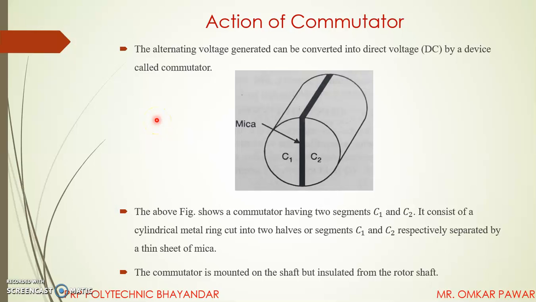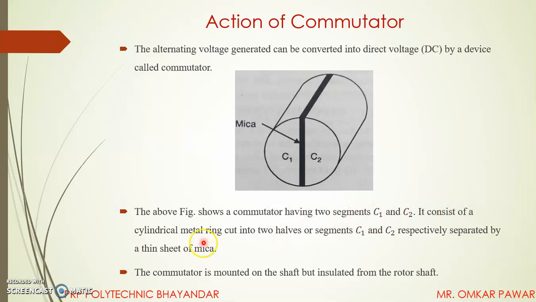So, hello everyone. In this video lecture, we will study the action of commutator. The alternating voltage generated can be converted into direct voltage, that is DC, by a device called a commutator. This is a commutator, with commutator segments C1 and C2 separated by a mica. The above figure shows a commutator having two segments C1 and C2.